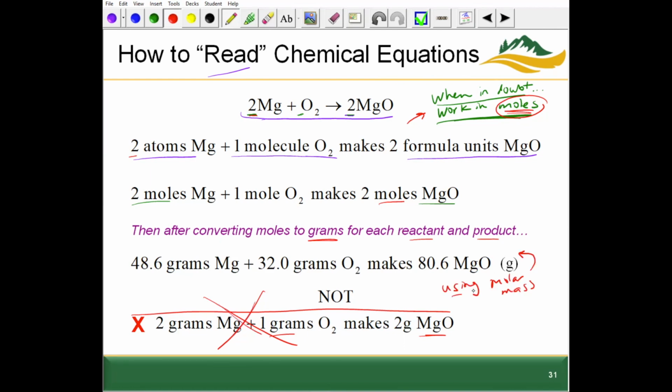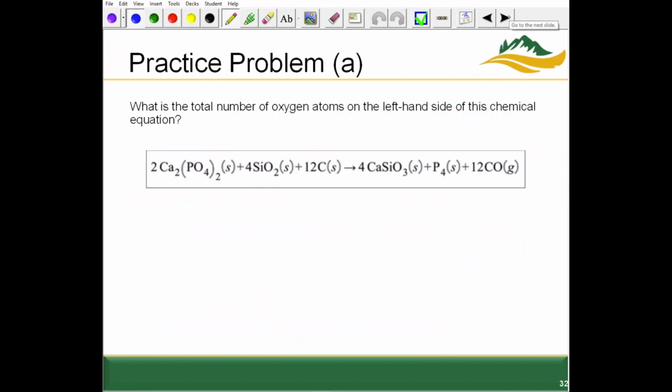So we use the molar mass to get these mass values here. Again, we're not going to say that 2 grams and 1 gram makes 2 grams. We're going to talk in terms of moles. Okay, so we're going to work in terms of moles, then we could convert to grams. Let's talk through this practice problem.